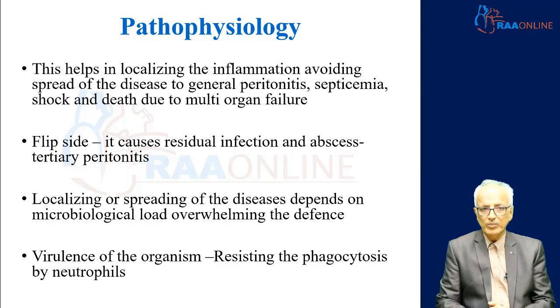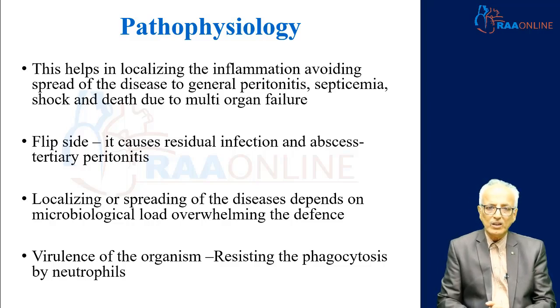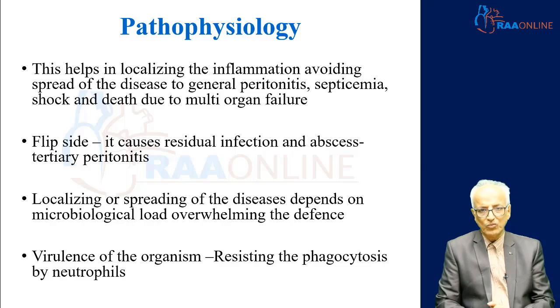Next step is septicemia, shock and death due to multi-organ failure. The other side of this fibrin is the formation of residual infection or abscess formation, and that is what we call tertiary peritonitis. So, the body's ability to localize or prevent the spread of disease depends on the microbiological load, which can overwhelm the defense.